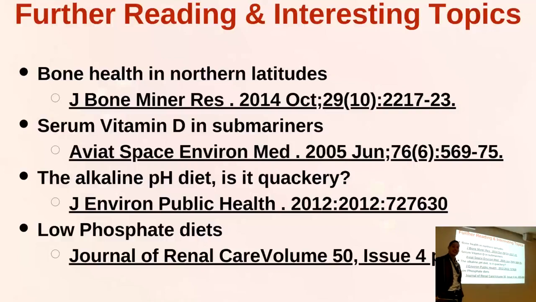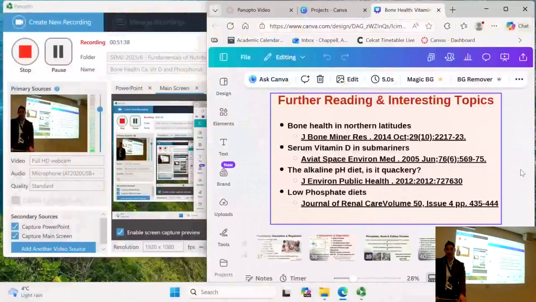What about alkaline diets? If we've got too much phosphorus in our diet or too much calcium in our diet, should we be demineralizing our bone to try and regulate the pH balance? Does this mean anything? And then I've got another paper here on low phosphate diets as well, and its relationship with chronic kidney disease.